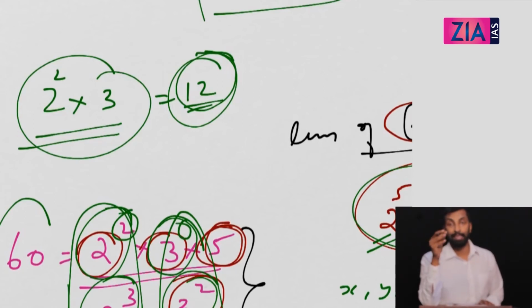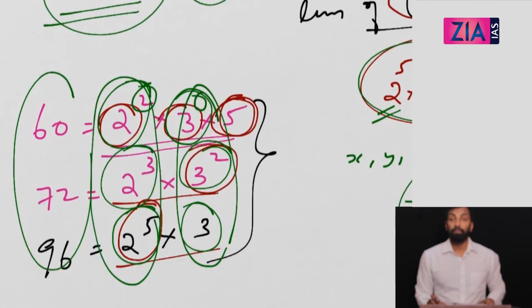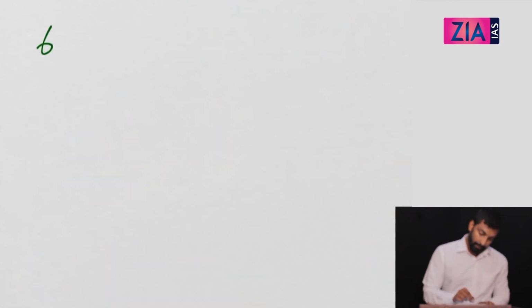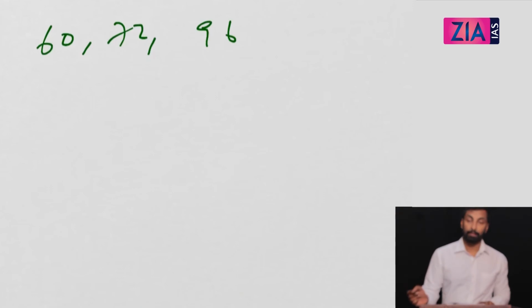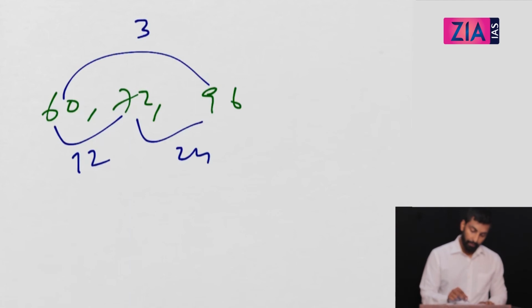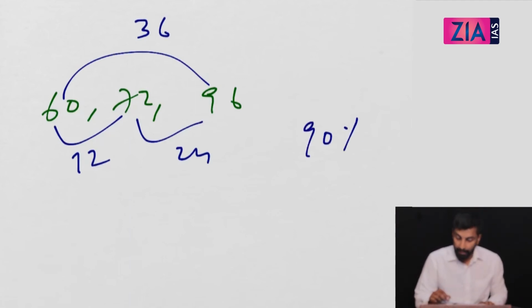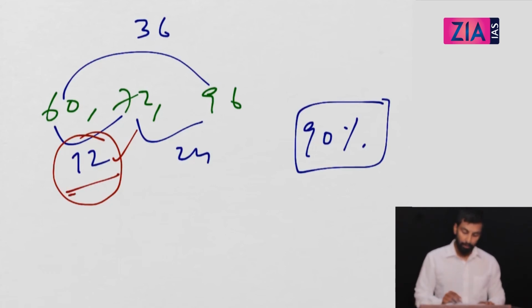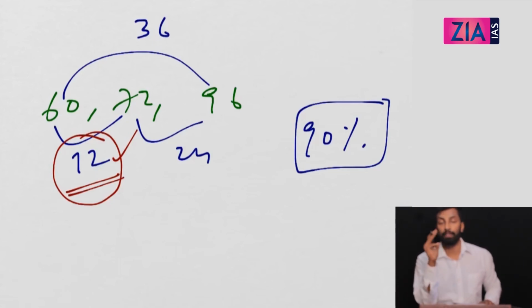I hope the concept of LCM and HCF is clear for all of you. Now, there is another easy method of finding HCF. See, if you need to find the HCF of these numbers 60, 72, 96, you take the difference between these numbers. This is 12, this is 24, this is 36. In 90% of the cases, the smallest number which you got will be your HCF. And here also there is no exception. Here also you got 12 as your HCF. So if numbers are given, you just take the smallest difference. In 90% of the cases you get the HCF.